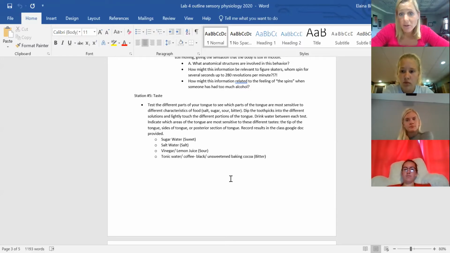So basically what you're going to do is take a Q-tip and put each of these items on the different sections of your tongue: the tip of your tongue, the sides, and the posterior section, and see where you sense that sensation the most, like where on your tongue is the most sensitive. Again, take a drink and wash your mouth out between each of these little taste tests so that you're not still tasting lemon juice when you go to do the cocoa or whatever. So do take a little minute between each of those.